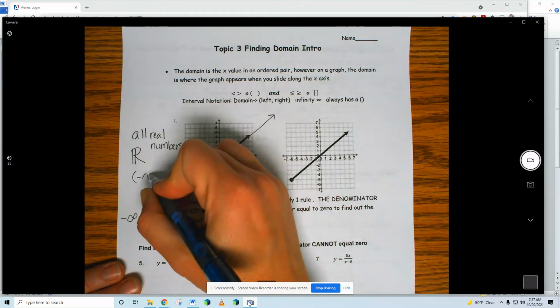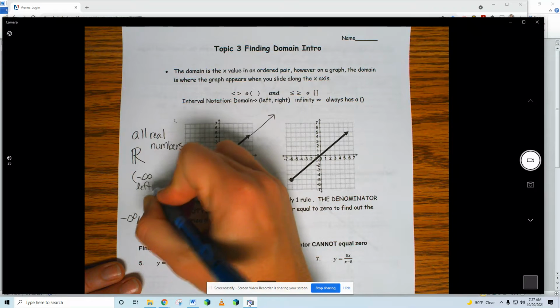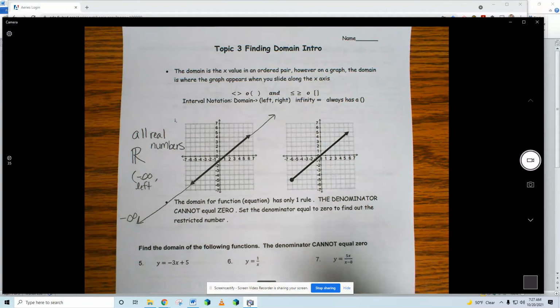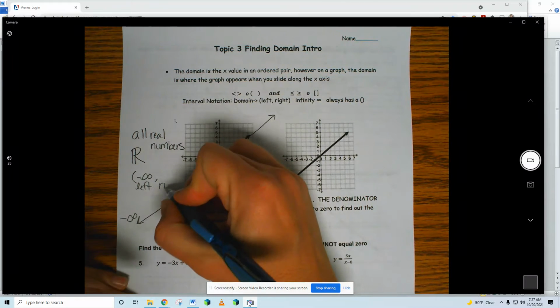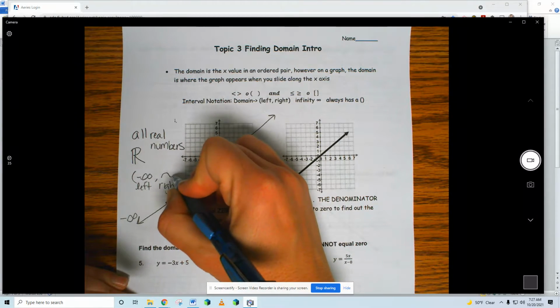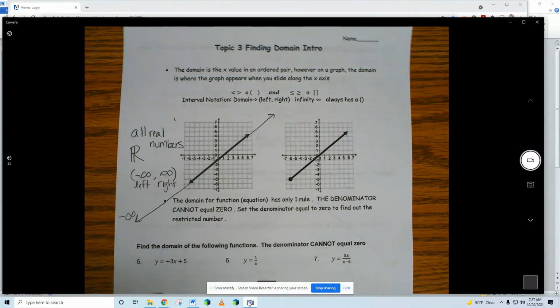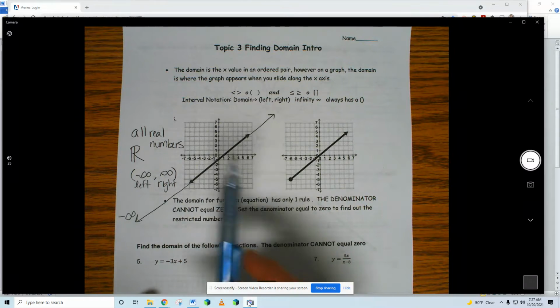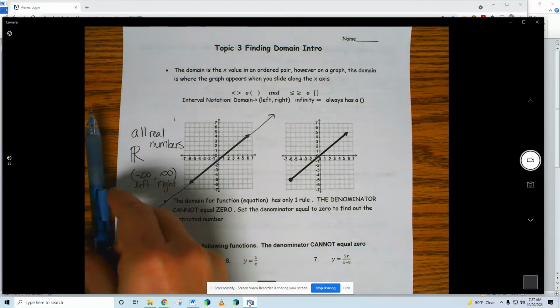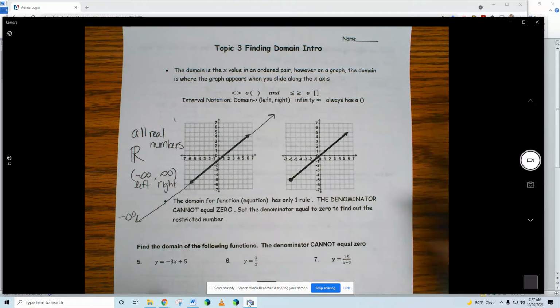negative infinity, left. On the left, where does my graph go? It goes all the way to negative infinity. And then to the right, where does my graph go? Oh, my graph goes all the way to positive infinity. Can you guys practice your infinity symbols? So, my domain is going to go all the way to the left, and then as I scan, all the way to the right. I'm going to say negative infinity to positive infinity.